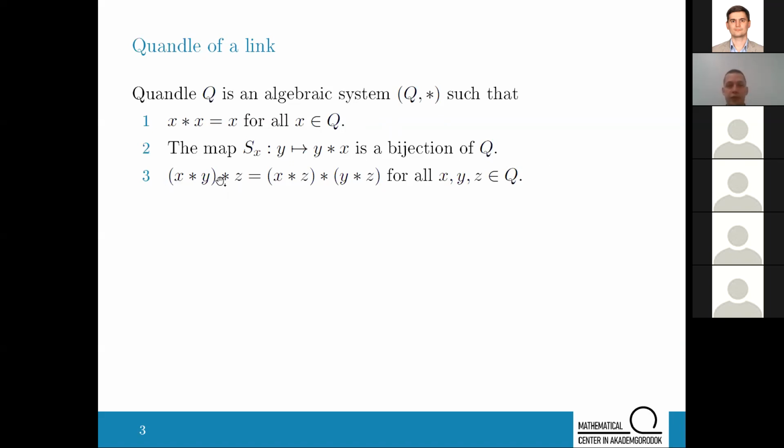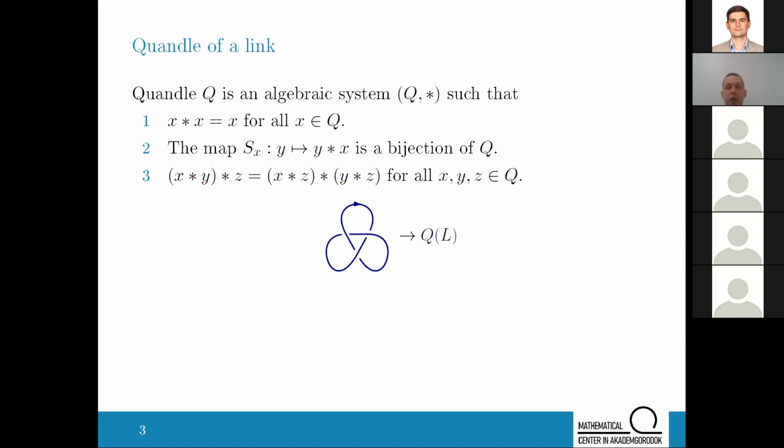This axiom says that the operation star is, in some sense, distributive with respect to itself. Because of this axiom, yet another name for this algebraic system is distributive groupoid. It was introduced by David Joyce and Sergei Matveev, who is listening to this talk. Without him, we would not have this talk.